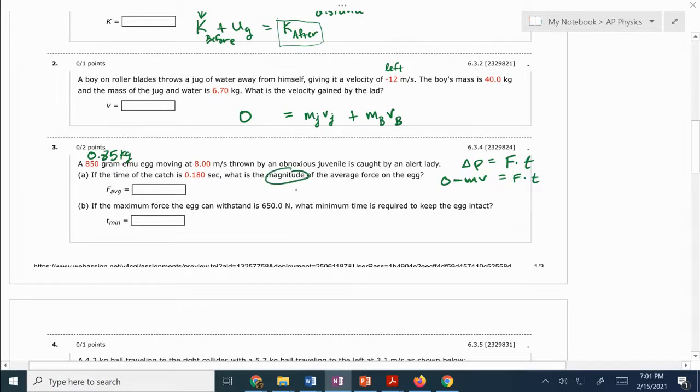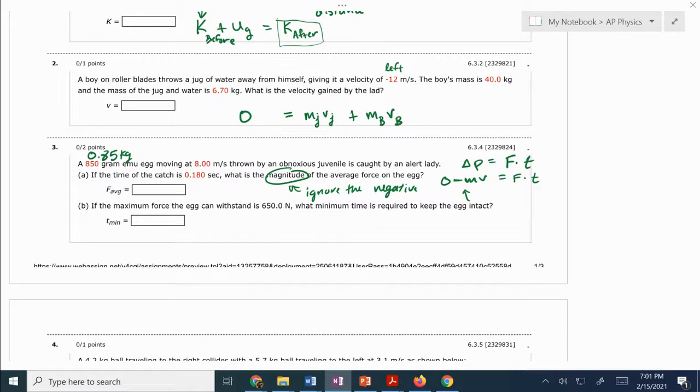Because it has the word magnitude here, that tells you that you can ignore the negative. You're going to get a negative sign because of the negative momentum there, so you're going to get negative force. That's because your force is going to be in the opposite direction to the way it was moving. It was moving positive 8 meters per second, so you're going to end up with a force that's negative. That's fine.